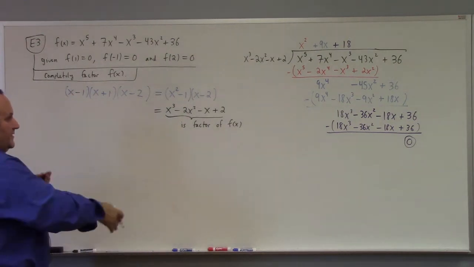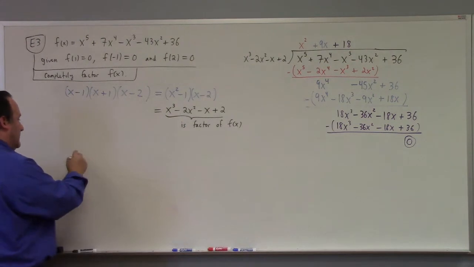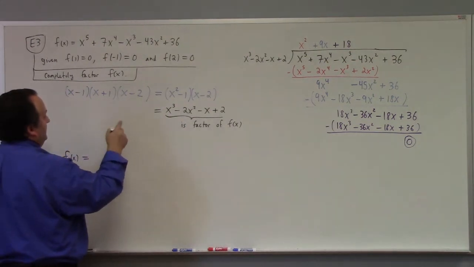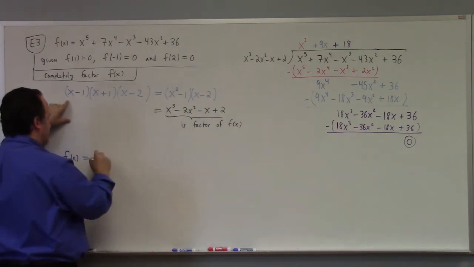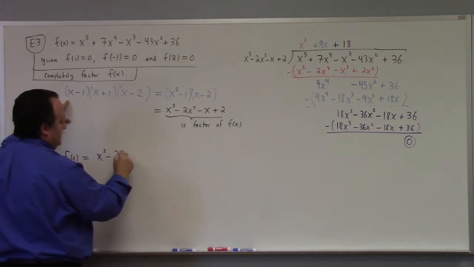So put it all together, what have we learned? We've learned that we have f of x, I'll write it over here. We have f of x is equal to these guys, right? I'll write it the ugly way.